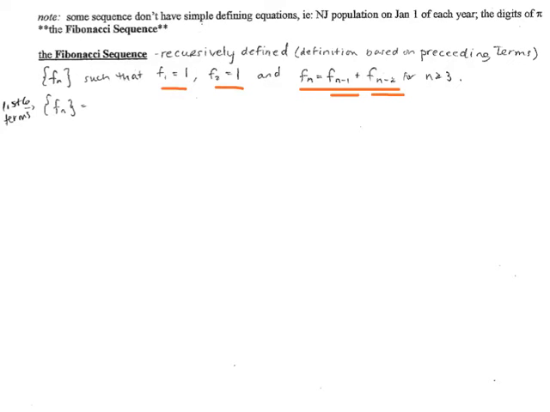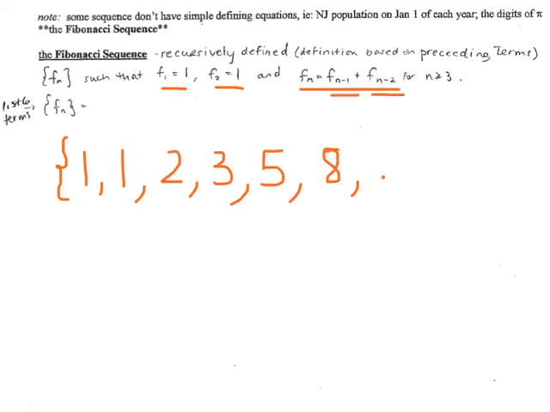Okay, so the first 6 terms of the Fibonacci sequence: I start with 1 and another 1. I add 1 plus 1 and I get 2. I add 1 plus 2, I get 3. I add 2 plus 3, I get 5. I add 3 plus 5, I get 8, and so on. Okay, there's a lot of fun things that can happen with the Fibonacci sequence, and we may or may not have time to talk about them in class.